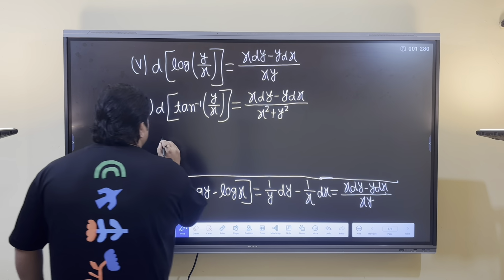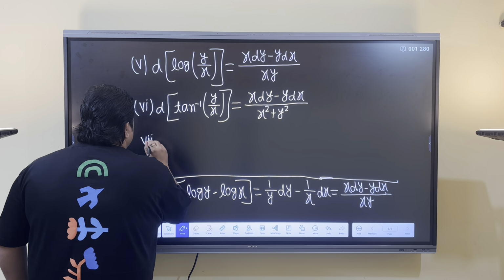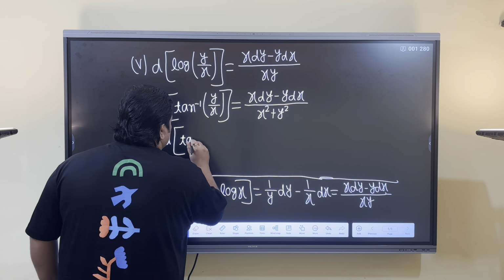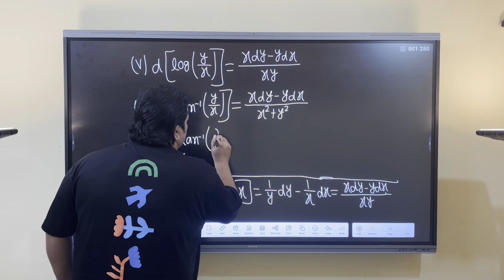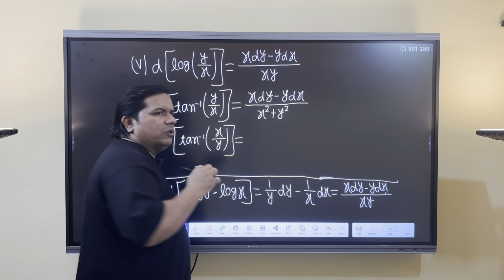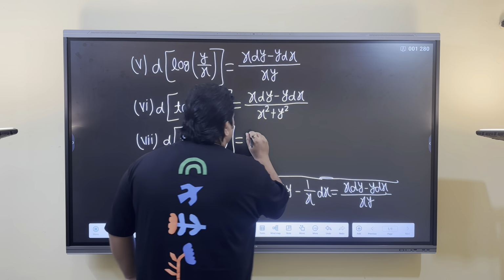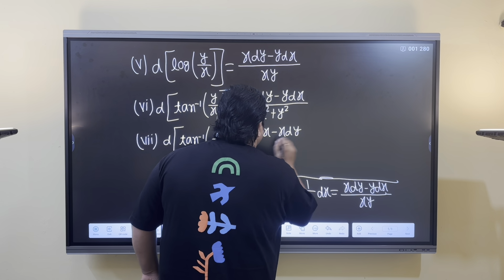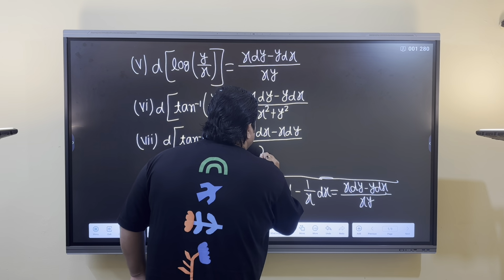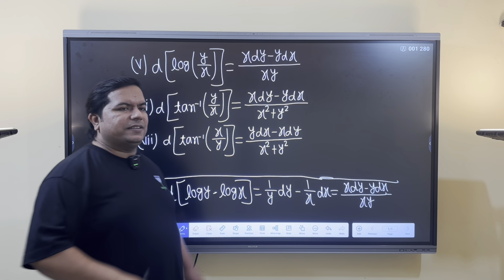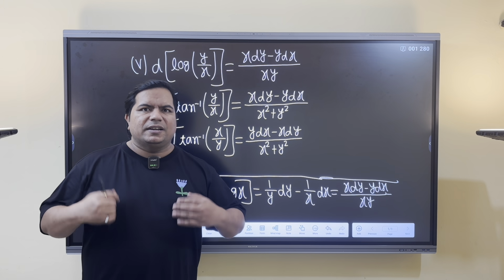Similarly, we can write the next, which is the differential of tan inverse of x by y. The numerator will follow how we remembered it for x by y: y dx minus x dy, divided by x square plus y square. As I told you, for tan inverse the denominator will be the same; basically it is the sum of squares of both.